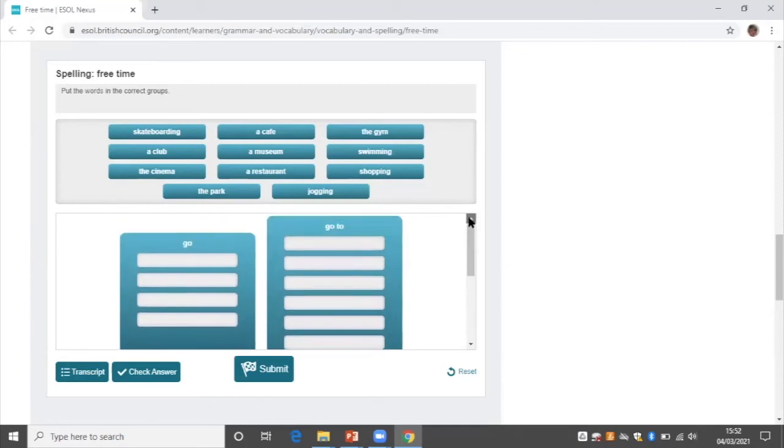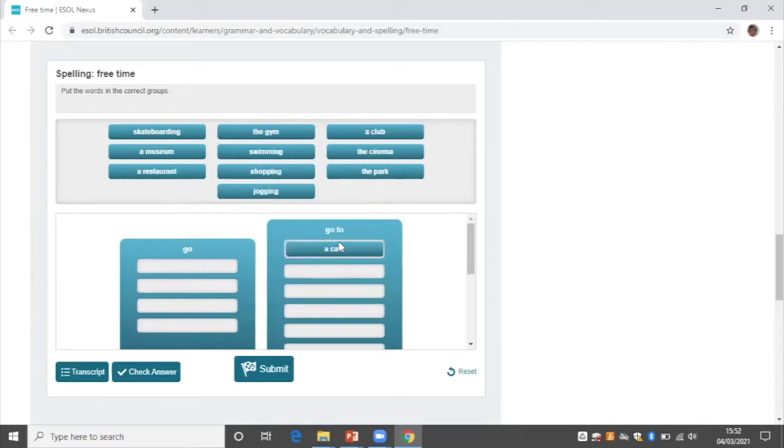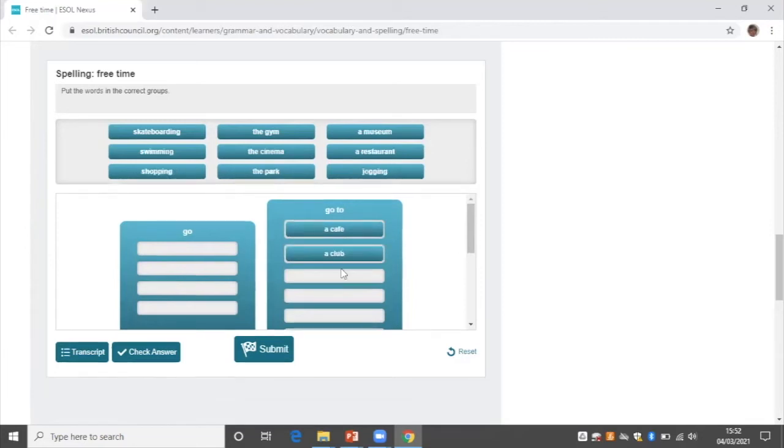So let's have a look now. Places we'd go to in our free time. I go to a cafe because you have to visit these places. So these are our nouns. These are places we have to go to. We couldn't say we play a cafe. Go to a club. And quite often the clue for finding these out, they would normally have the letter A in front of it. So a cafe, a club.